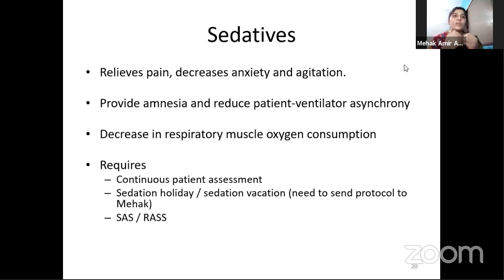You want your respiratory muscles to decrease the oxygen consumption. Sedative is an option, so it requires continuous patient assessment. We will discuss the SAS and RASS scores, the Sedation Agitation Scale and the Richmond Agitation Sedation Scale, in the next slide. And the sedation holiday or sedation vacation, in layman's language, is when we are turning off the sedation for some time.